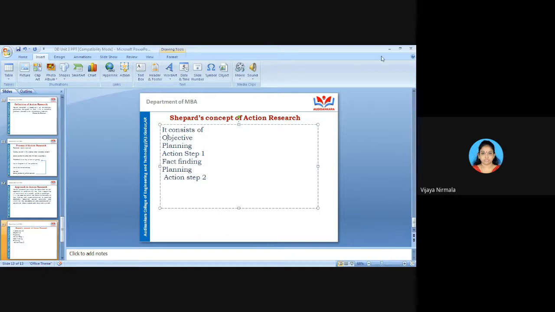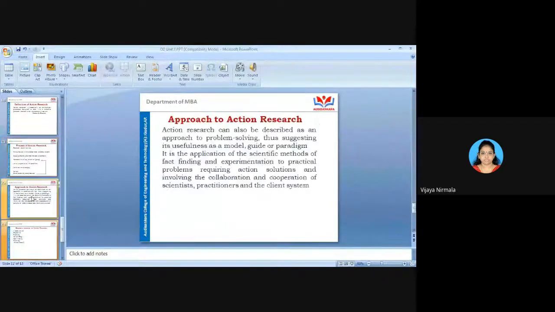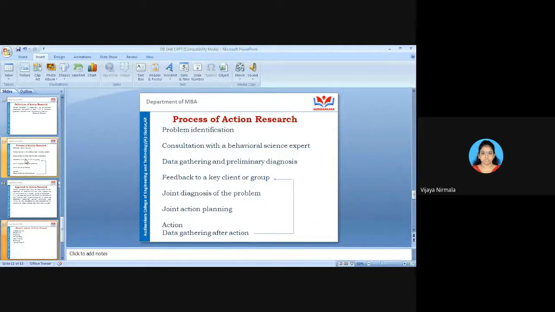So this is how the action plan is made, and what the process of action research is, and what the various approaches to it are. So that is what we have discussed in today's session.